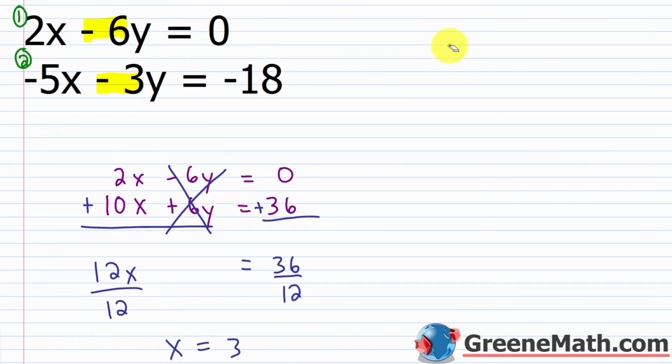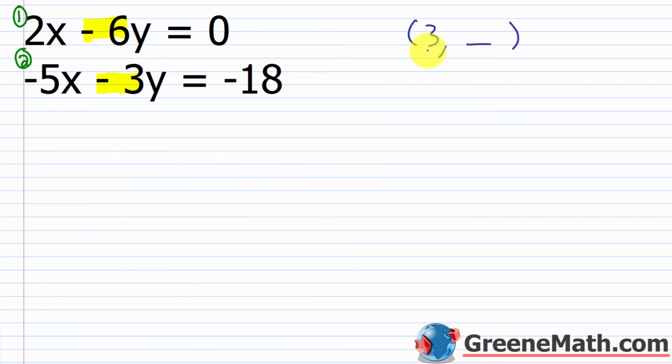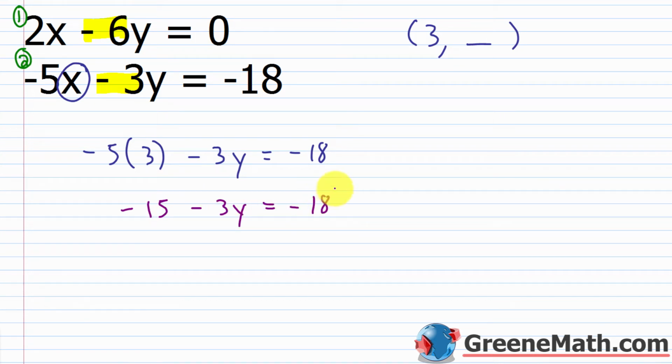So let's erase that. As an ordered pair, 3 will be the x value. Again, we don't know the y value yet. So I can plug a 3 in for x in equation 1 or 2. Doesn't matter. Let's just go ahead and plug it in for equation 2. So I'd have negative 5 times 3 minus 3y equals negative 18. I'm going to multiply negative 5 times 3, that's negative 15. Then minus 3y equals negative 18.